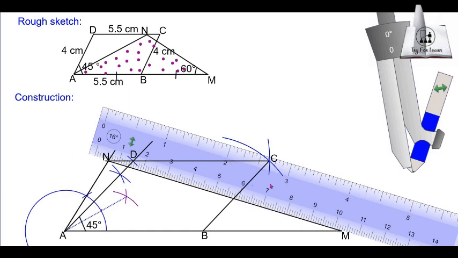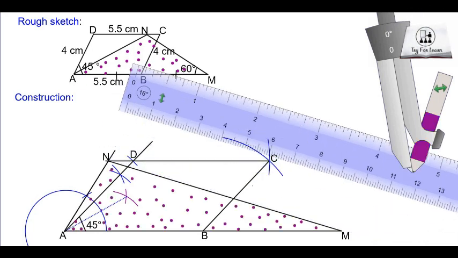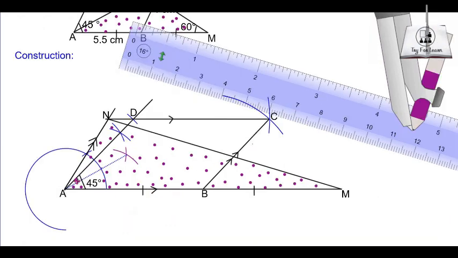Now if you join that N with this M, you will get the required triangle AMN. By using a scale and pencil like this, you have to join this. Here we get triangle AMN whose area is equal to parallelogram ABCD. Here it's better to give symbols. AB is equal to BM. Finally, here you can write parallelogram ABCD is equal to triangle AMN.